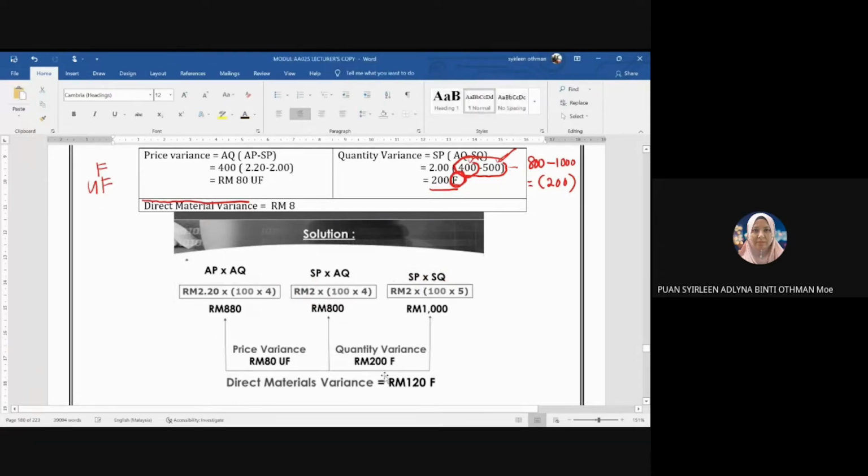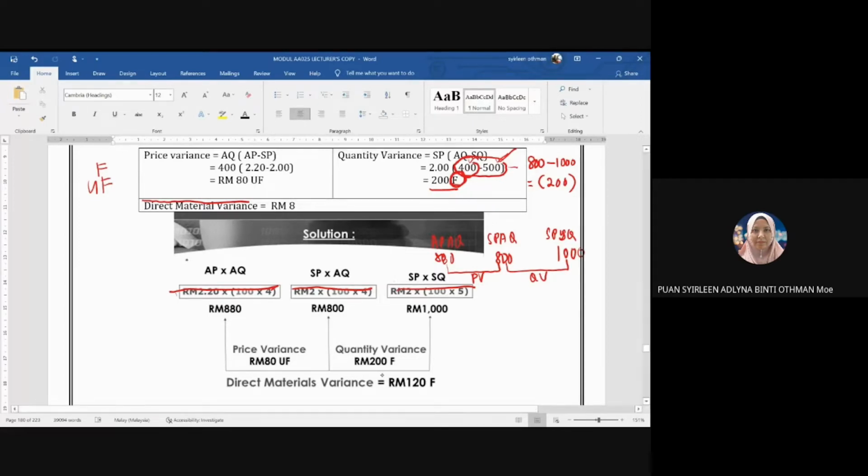Kalau saya tak tunjuk this part, boleh, tak ada masalah. Maksudnya bila I come out with this kapal terbang, that means nanti saya akan ada APAQ 880, lepas tu SPAQ 800, lepas tu saya ada SPSQ 1000. Okay, so saya akan banding APAQ dengan SPAQ. Bila saya banding dua ni, saya akan dapat price variance. Okay, bila saya banding dua ni, yang ni saya akan dapat quantity variance. Okay, and bila kita combine nanti kita akan dapat total lah.